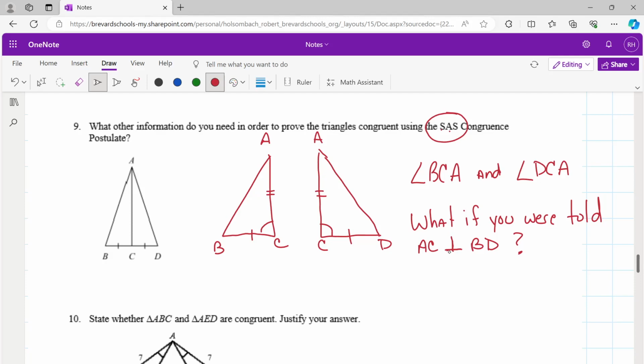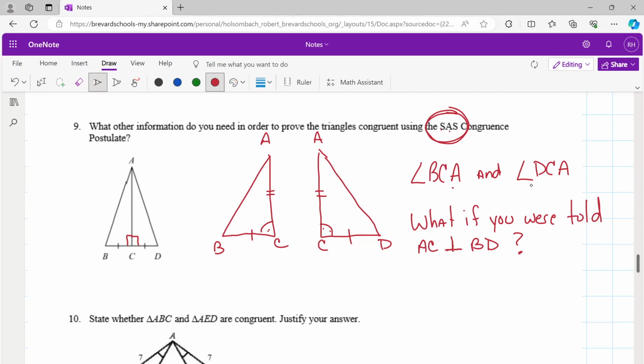Does it mean that they intersect at 90 degrees? Okay. And if they intersect at 90 degrees and one of these angles is 90, what's the one on the other side? 90. Do we now have side angle side? If these are both 90-degree angles because AC is perpendicular to BD, doesn't that give us enough information for side angle side? It tells us that BCA is 90 and DCA is 90.